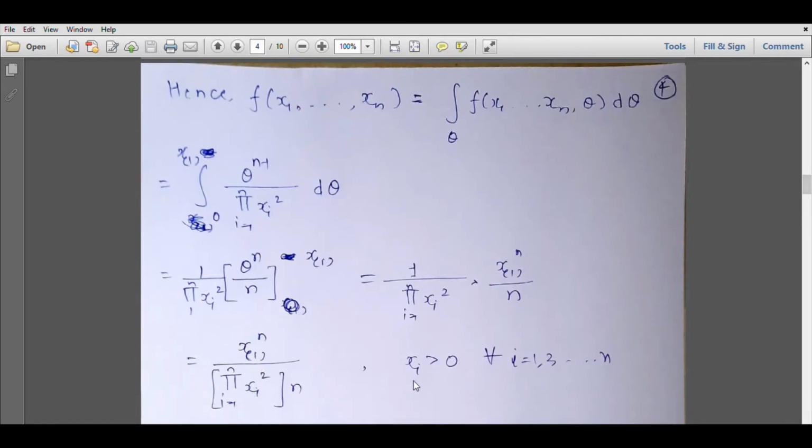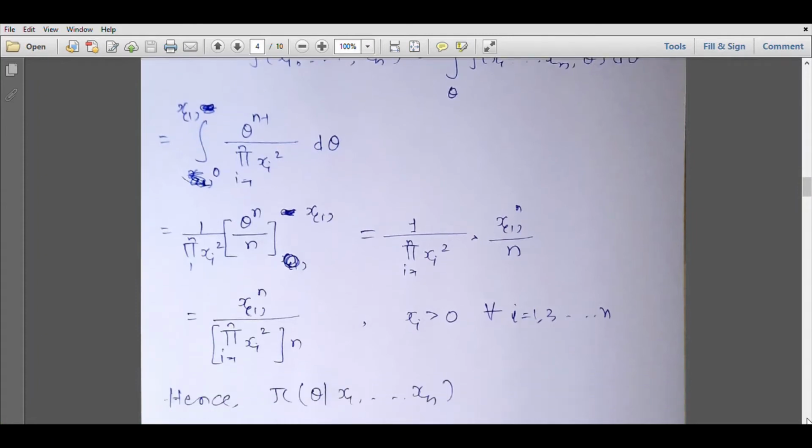If we do that, we get finally x ordered 1 raised to n upon product of xi square into n. Product of xi square will be just a constant. The integration of theta raised to n minus 1 will be theta raised to n upon n over the limit 0 to x ordered 1. So it will be simply x ordered 1 raised to n upon n into product of xi square. Now the range of xi will be simply greater than 0.